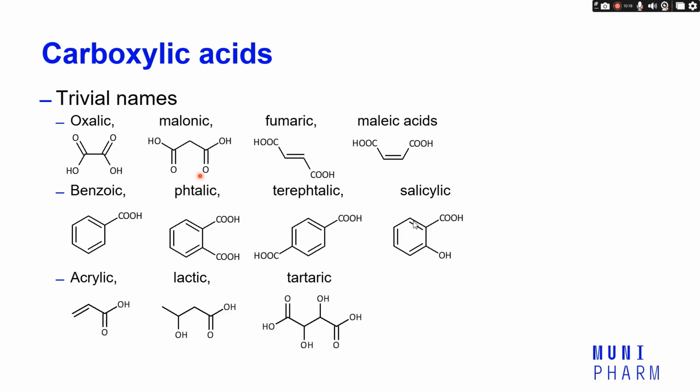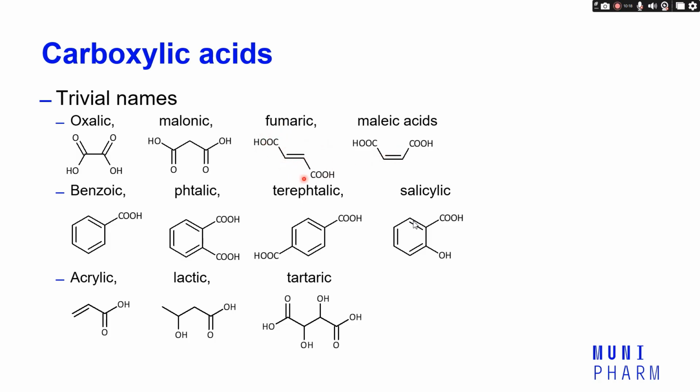As I said, there are a lot of compounds named by trivial names in this group, and here in this row we can look at the dicarboxylic acids. The most simple one is called oxalic acid. This one, which contains three carbons, is called malonic acid. These two acids, which are also dicarboxylic acids, differ only in geometrical isomerism. It means geometrical isomerism on this double bond.